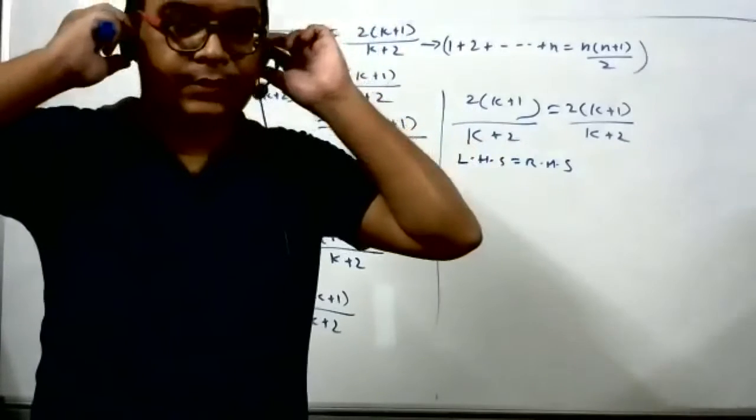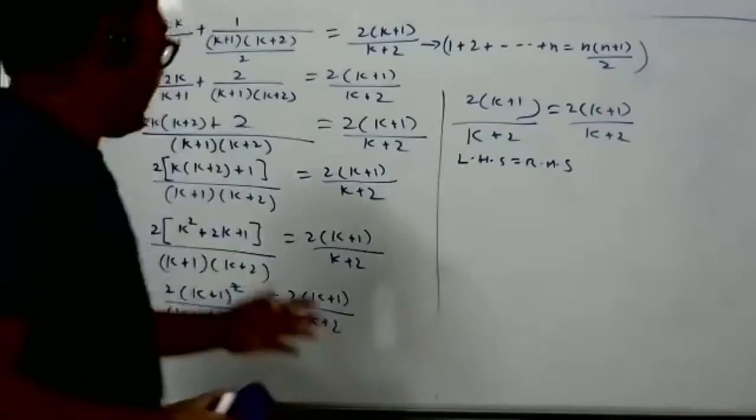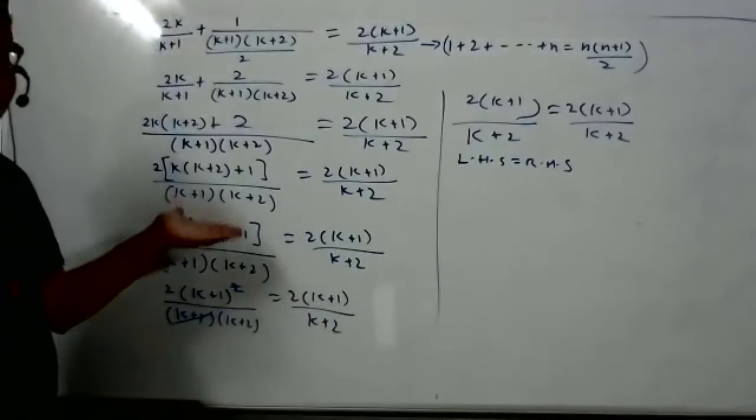People, are you there? Yes, sir, we're there. Sorry, there was some internet issue. Now, have you copied this sum? No, sir, one minute. Copy fast. You could have done it yourself by now.